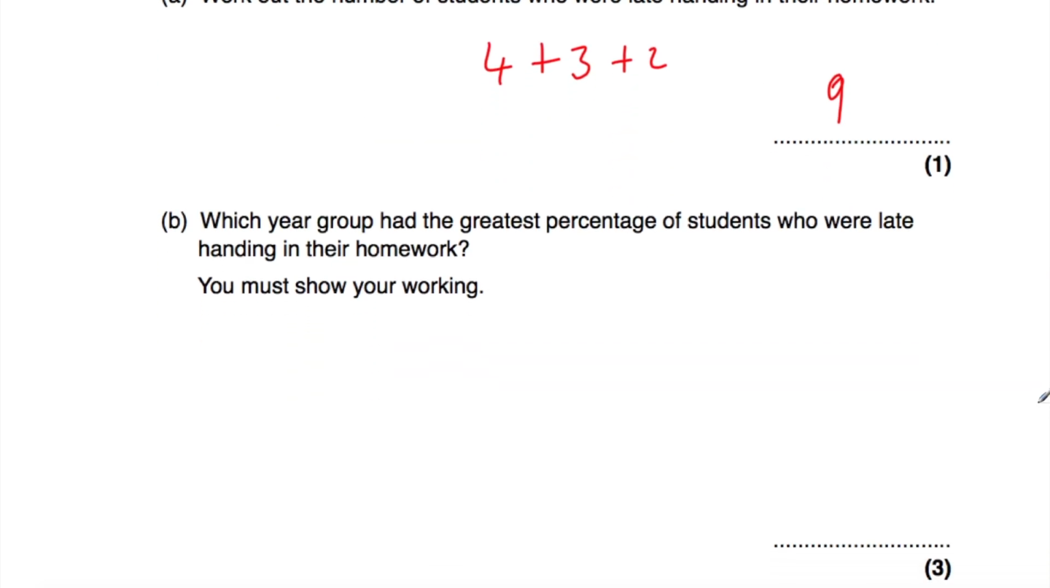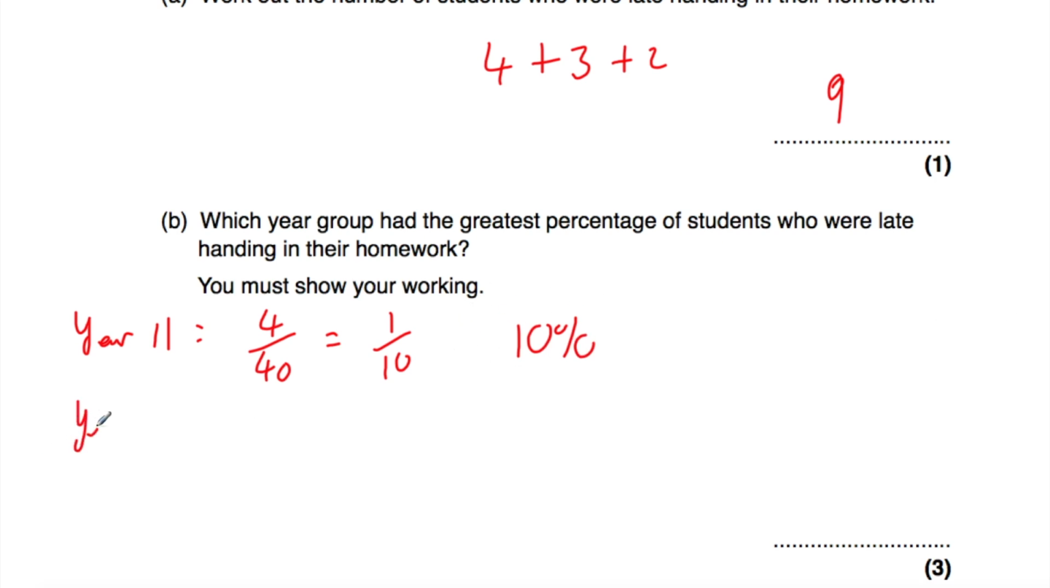So in terms of year 11, we've got that 4 out of the 40 students were late, and as a fraction that's 4/40. And if we cancel that down, that's equal to 1/10 because they're both divisible by 4. So a tenth of the students in year 11 were late, and a tenth as a percentage, we should know that off by heart, is 10%. So 10% of the students in year 11 handed in their homework late.